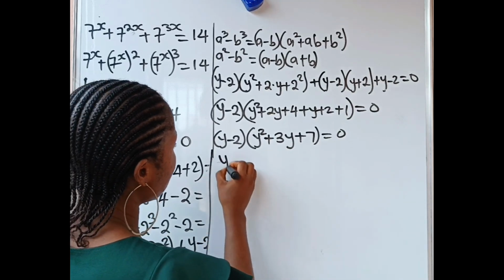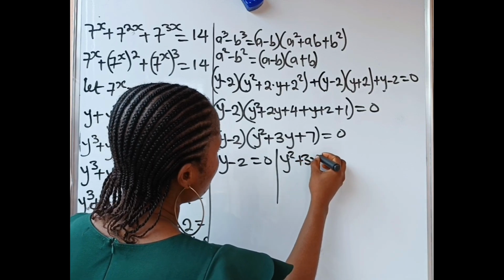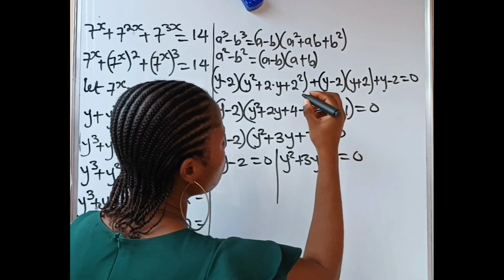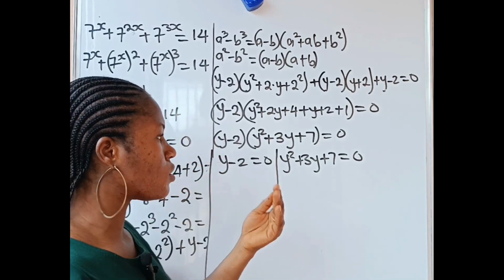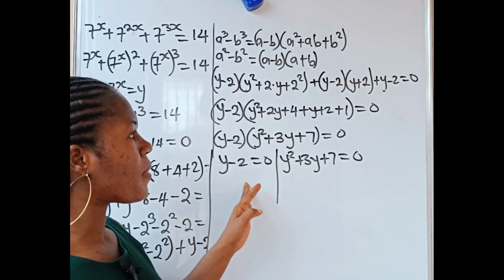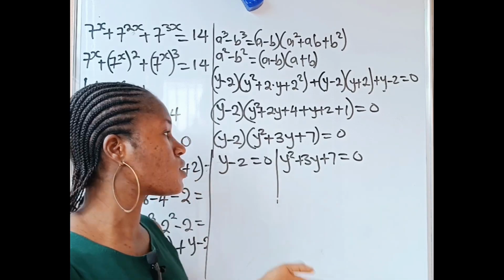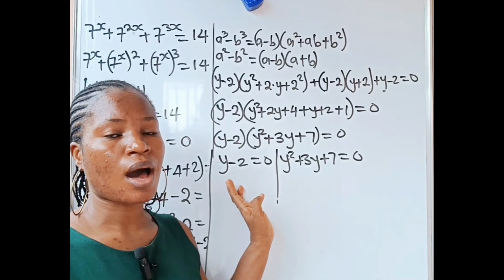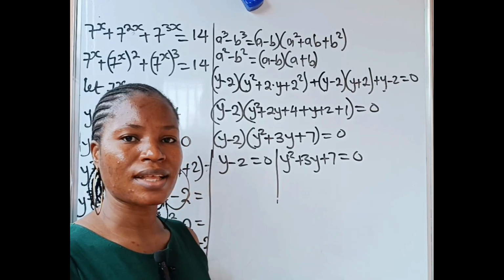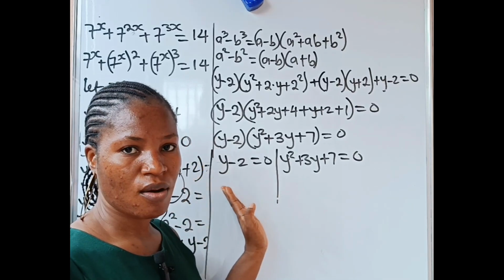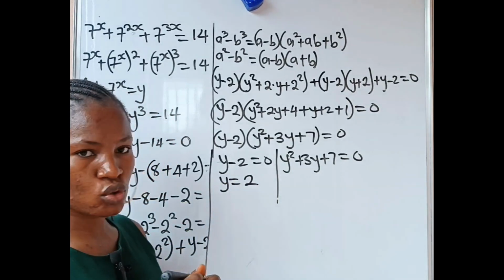Now from here we can see that y minus 2 is equal to 0, and that y squared plus 3y plus 7 is also equal to 0. Before we continue, some of you might say we can solve it from here. Yes, I know you can, but note that we are not looking for y. So I will be glad if you watch to the end and work with me while we get the value of x from y. From here we can see that y is equal to 2.